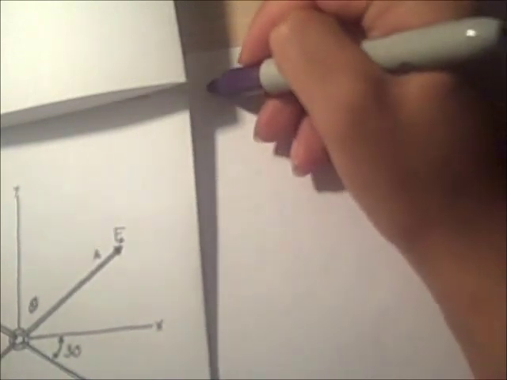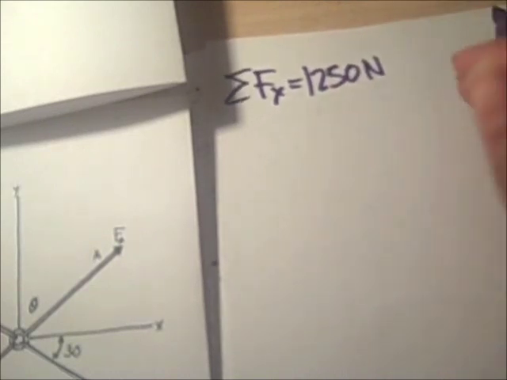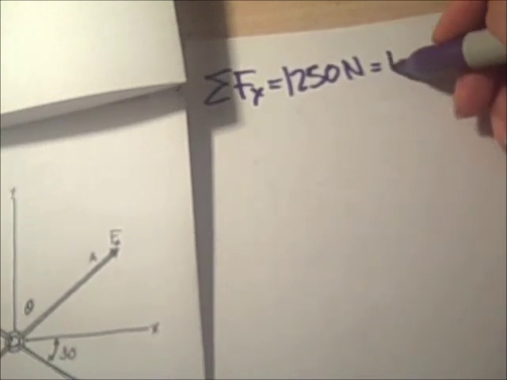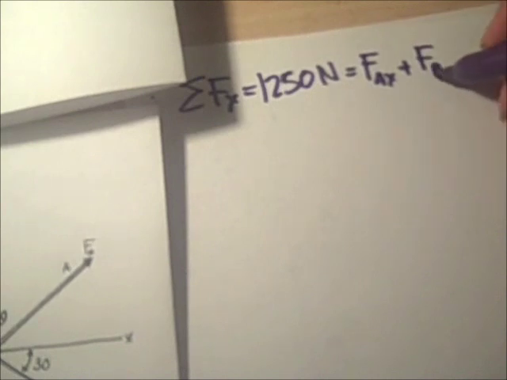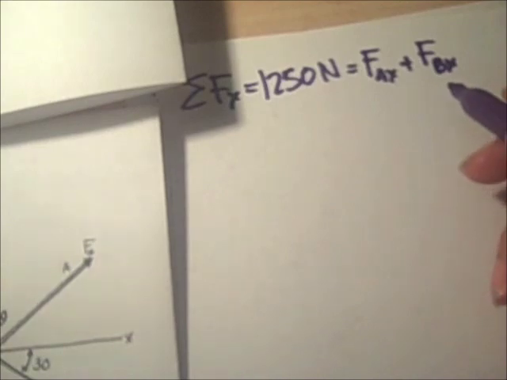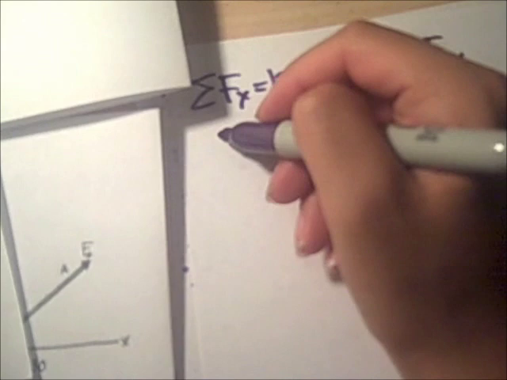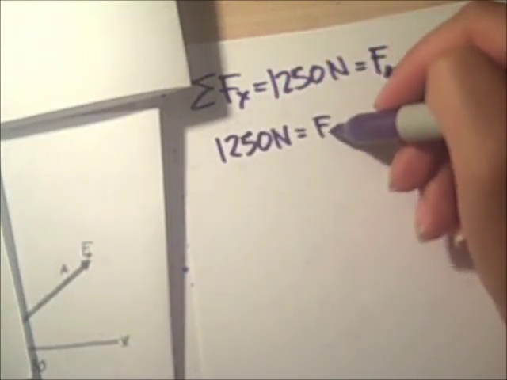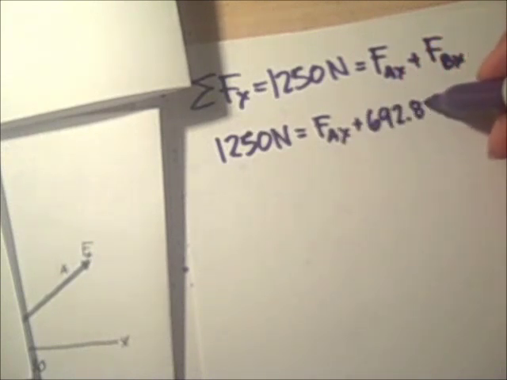So now that you remember, we have the sum of Fx equals 1250 newtons, correct? Alright. And what we also know is that it also equals F_Ax plus F_Bx. And we know what F_Bx was because we solved for it right there. So we're going to do 250 newtons equals F_Ax plus this number right here.